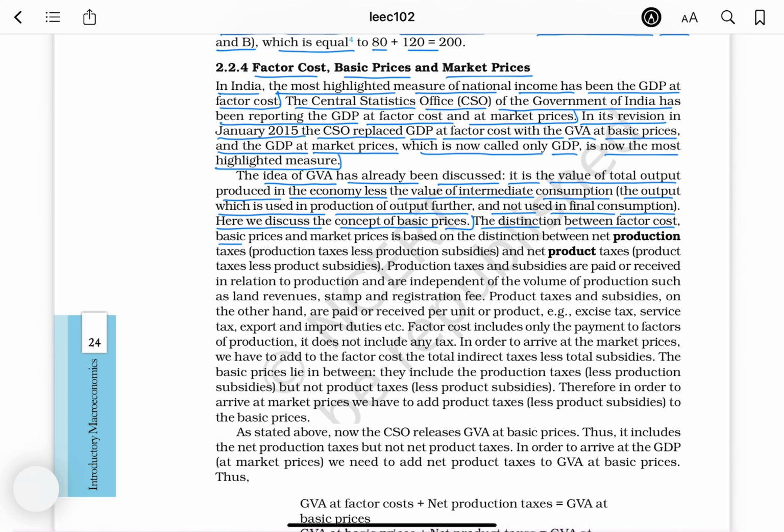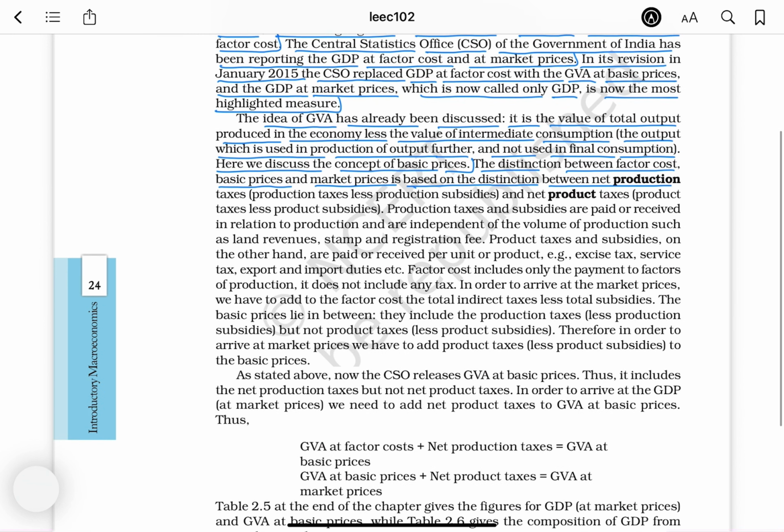The distinction between factor cost, basic prices, and market prices is based on the distinction between the net production taxes, production taxes less production subsidies, and net product taxes, product taxes less product subsidies. Production taxes and subsidies are paid or received in relation to production and are independent of the volume of production, such as land revenues, stamp and registration fee. Product taxes and subsidies, on the other hand, are paid or received per unit of product, for example excise tax, service tax, export and import duties, etc.